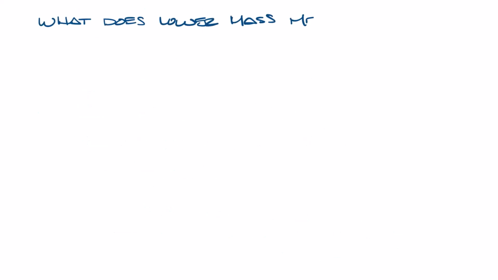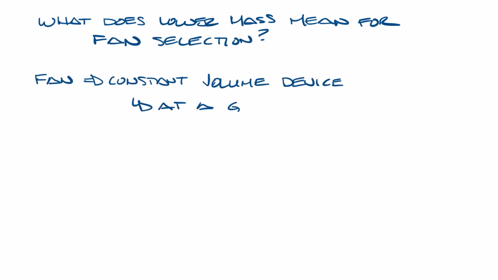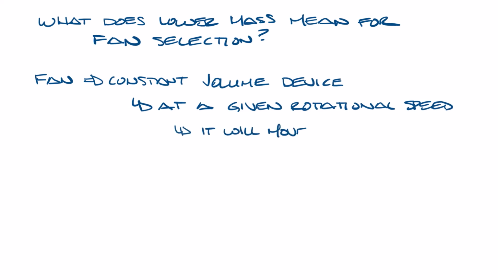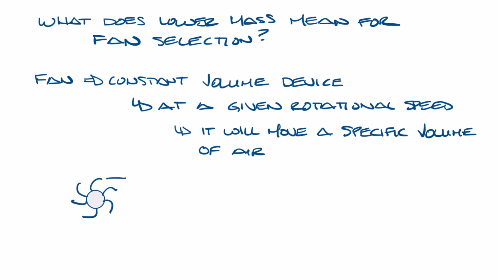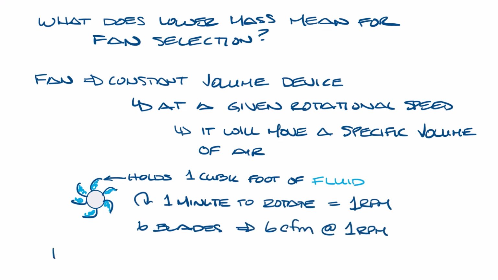What does lower mass mean for fan selections? A fan is a constant volume device, meaning that at a given rotational speed, it will move a specific volume of air. If I draw a forward curved fan wheel, and let's say each of these blades can hold a cubic foot of fluid, because air is a fluid after all, if it takes a minute to go one full rotation of the wheel, that would be 1 revolution per minute, or RPM, and since there are 6 blades, that would move 6 cubic feet per minute at 1 RPM. If instead of air we had water, it would still also move 6 CFM.